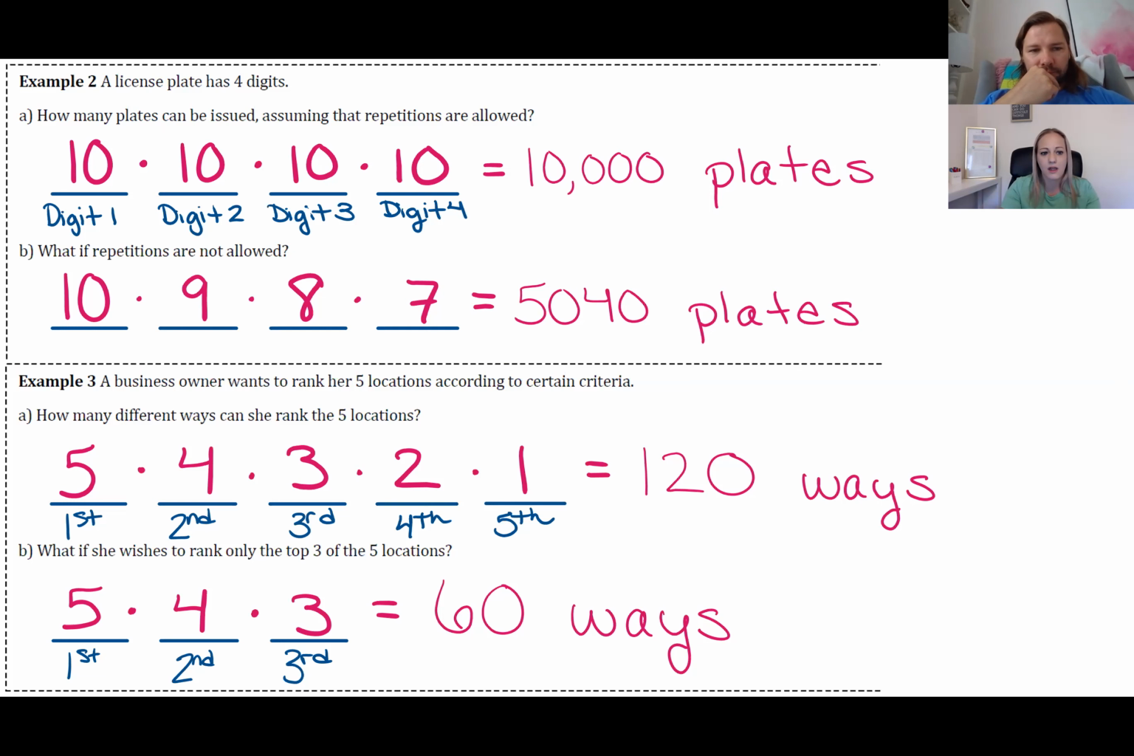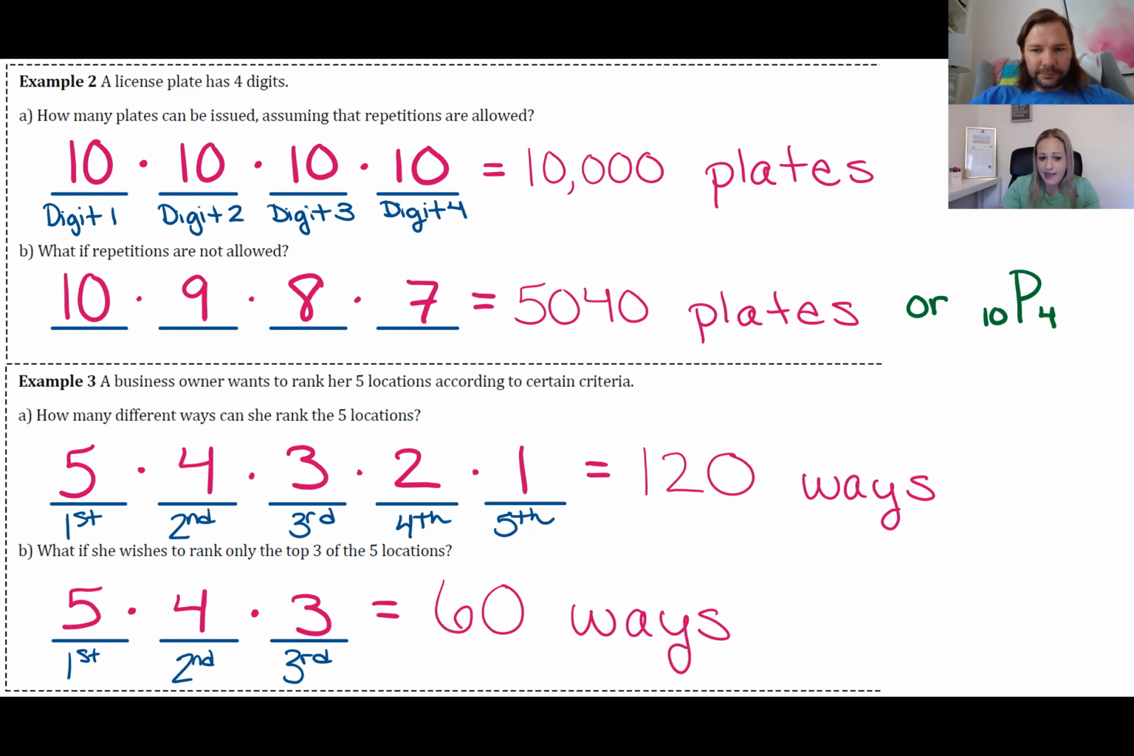So the first one, 2A, repetition was allowed. So the only way we could do that is with the fundamental counting principle. But on part B, where repetition wasn't allowed, basically what we're doing is we're taking those 10 total digits and we're permuting 4 of them. So another way of answering part B is 10P4. Yep. So that'll get you the same answer.